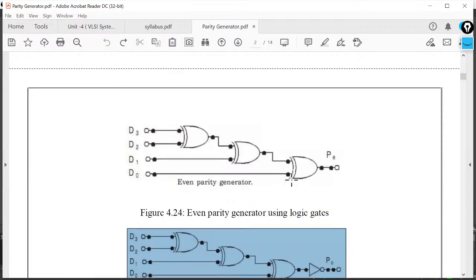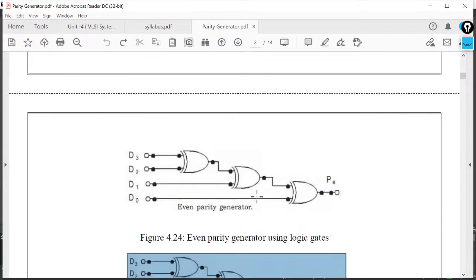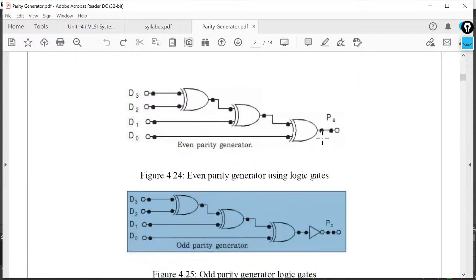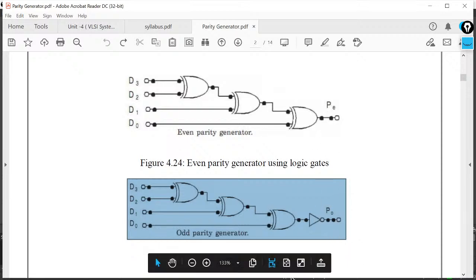Here you can see by expression it is clear that if we take the complement of even parity, then we will get the odd parity. This similar concept is applied in this gate level design also. If we take the complement of the output, then we will get the odd parity.